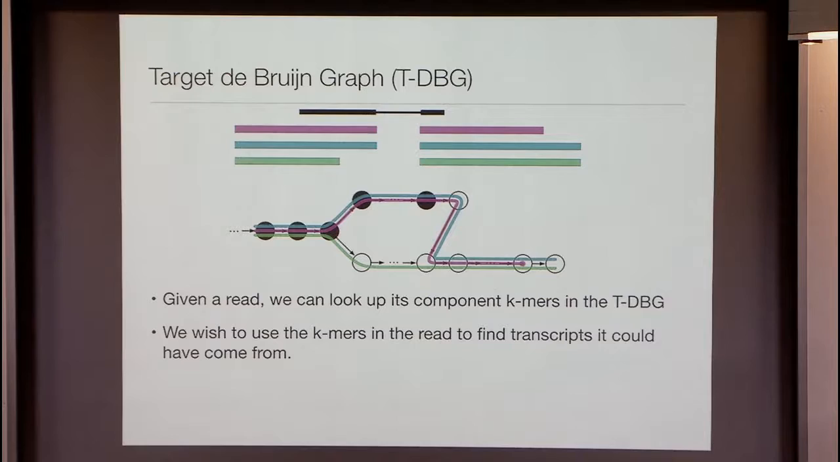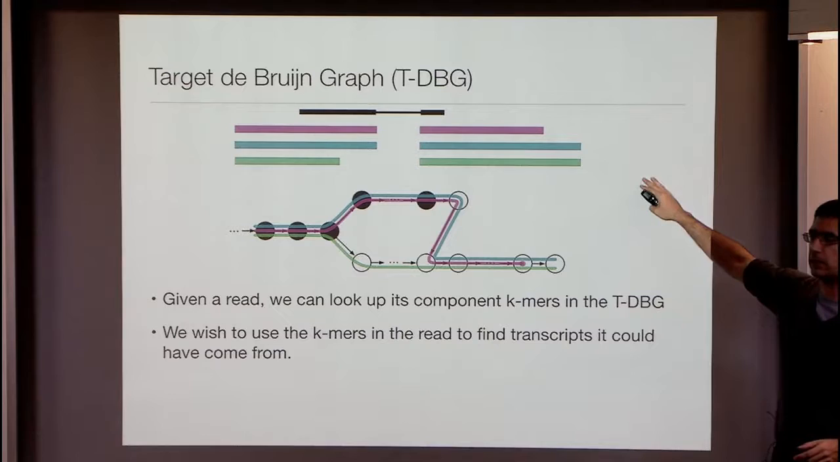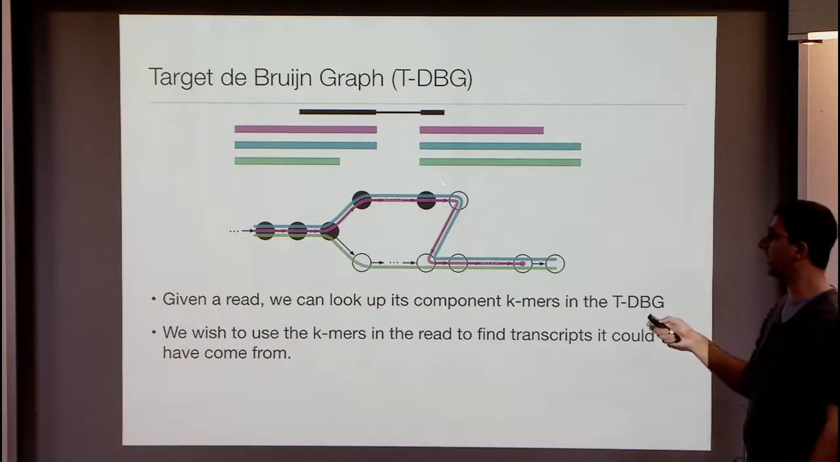Actually, let me say a word about if they have errors. There's two cases. If you have an error in one of these k-mers, most likely it's not in the graph. For it to be in the graph, you'd have to have a sequence somewhere else in your target sequences that's exactly the same, but off by just a tiny bit. That happens. There are duplications in all these targets, but not that common. Usually when you have an error, you just won't find your k-mer.